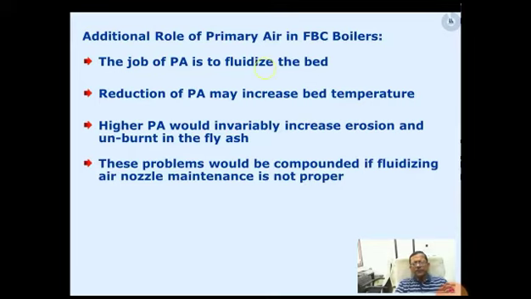This particular problem will be magnified if we do not maintain the nozzles. If a nozzle is choked, what is going to happen in that region? The fluidizing air will be less, right? That is going to increase the furnace temperature, the bed temperature. But the same amount of air will be going through the other nozzles. There the velocity will be higher, and that is going to lead to more unburnt, right? So maintaining the nozzle health is a very, very important thing in case of a fluidized bed boiler.